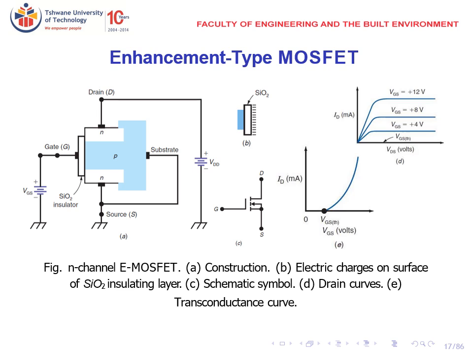Enhancement type MOSFET, the E-MOSFET. Figure A shows us the N channel of an E-MOSFET, the construction of it, and then B shows us the electric charge on the surface of the silicon dioxide insulation layer. And then C shows us the schematic symbol that you will use in a circuit for an E-MOSFET. And then D shows us the drain curve showing the relationship between ID and VDS on an E-MOSFET.